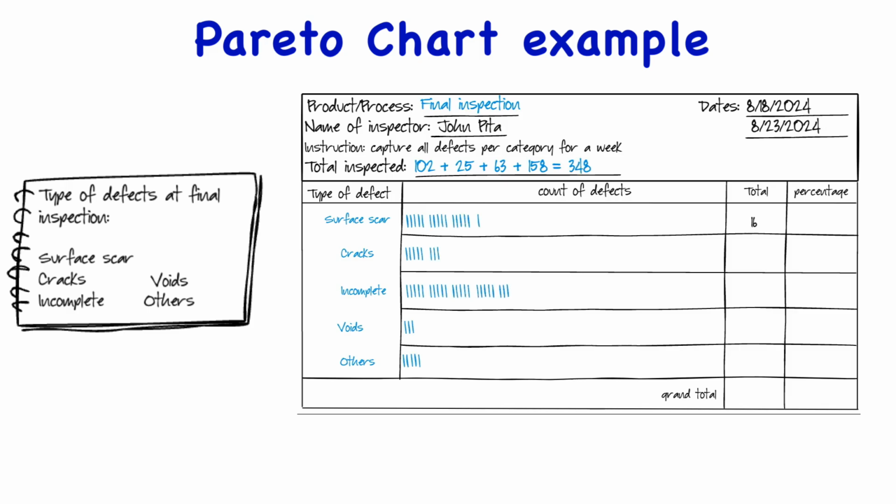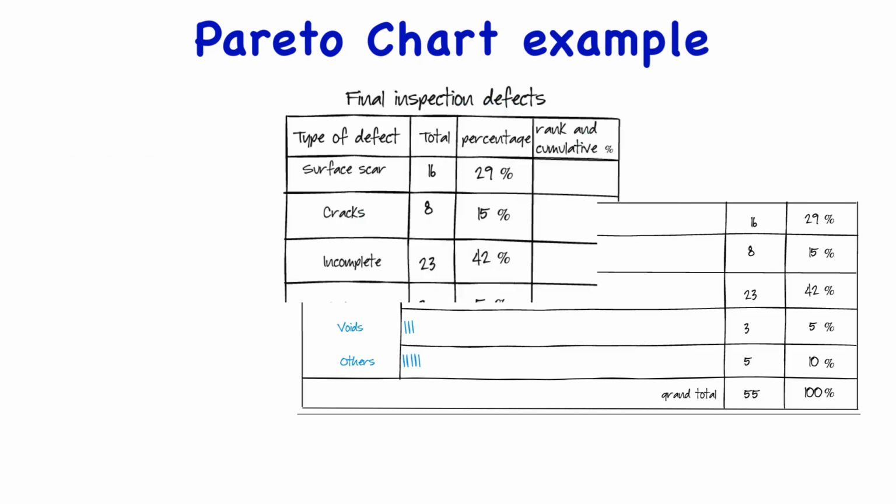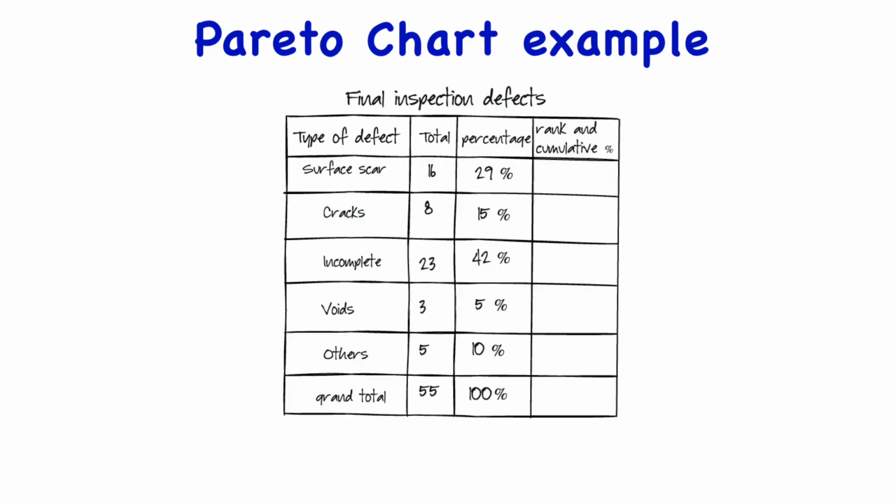The next step is to tally the frequency of each category. Count how many times each category appears in your dataset. Once you have the frequencies, calculate the percentage of each category. To do this, divide the frequency of each category by the total number of occurrences and multiply by 100. From now on, we only need a summary of the check sheet: the categories, their frequencies, and percentages. Now we need to add two more things, the rank and the cumulative percentages, starting with the highest frequency category.